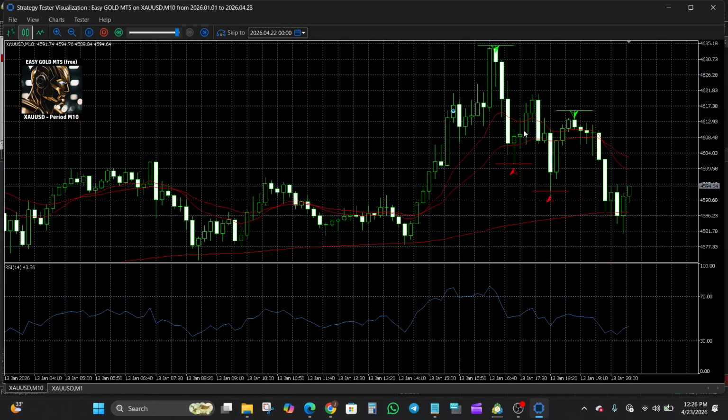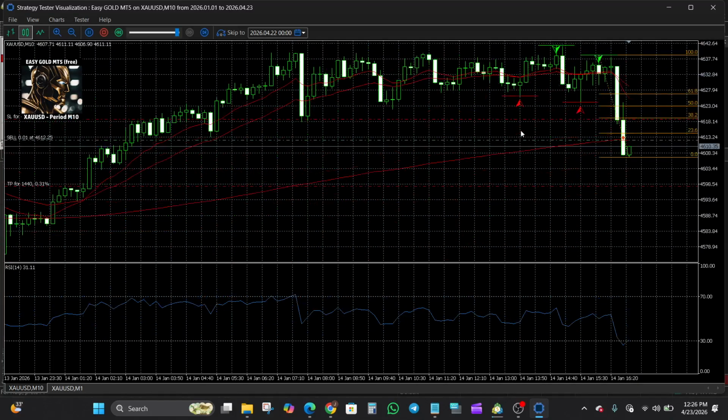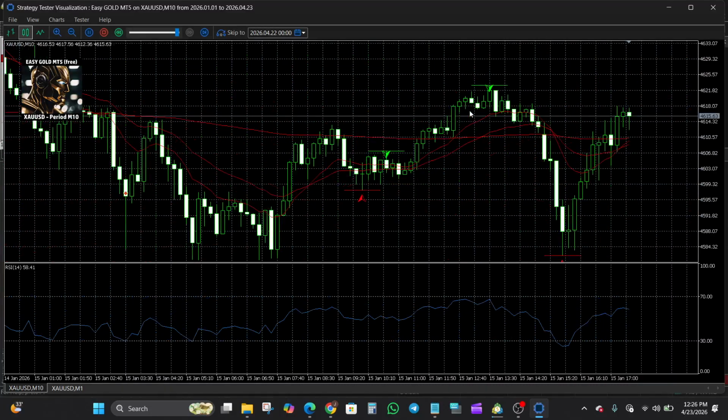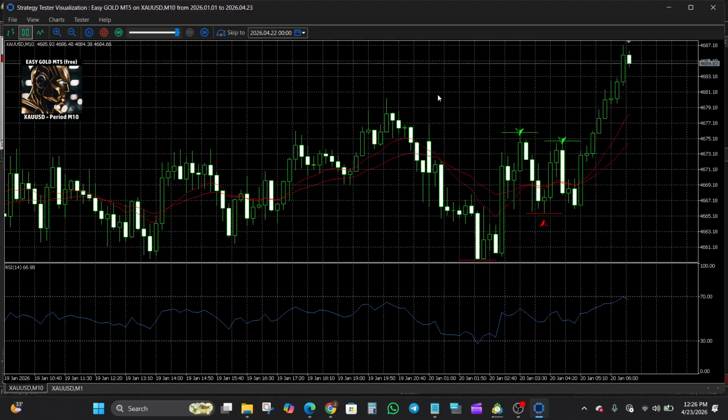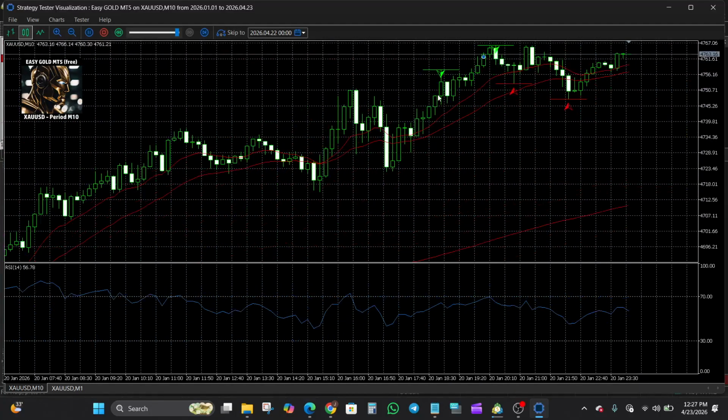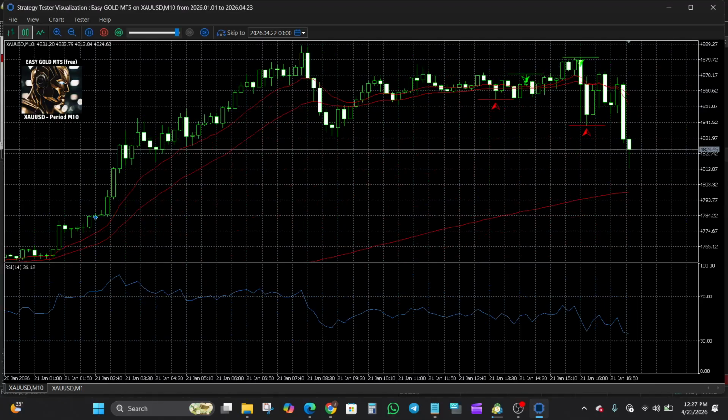The defined stop loss, of course, is helping with the risk management. The EA exits cleanly without trying to recover using additional trades. That's a big difference compared to grid or martingale systems, right?